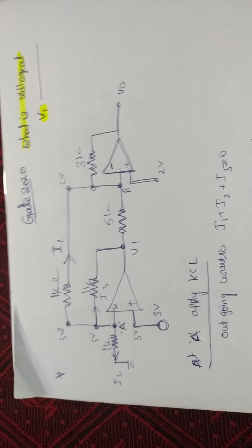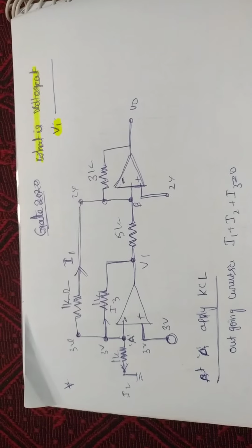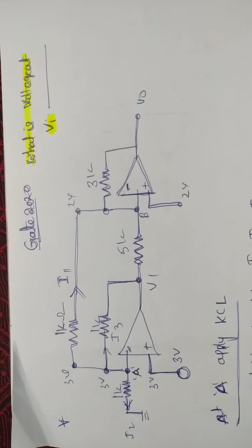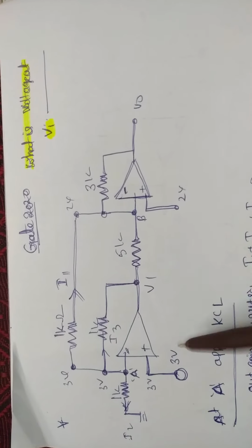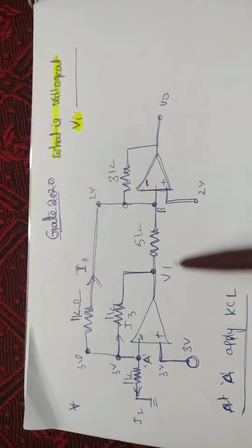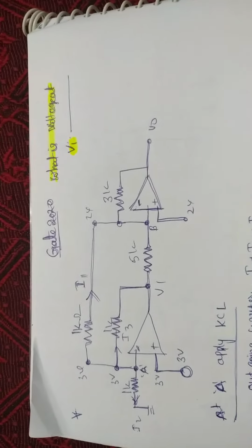Hello guys, this is GATE paper 2020 related to analog electronics. The topic is linear integrated circuits. This is a circuit diagram. The question being asked is, what is the voltage at node V1 of the amplifier?